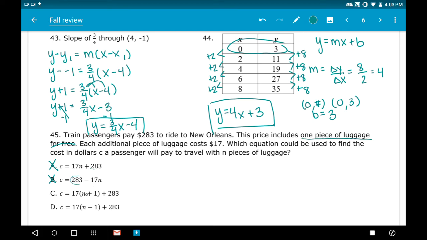C is saying for every piece of luggage that you decide to bring, you pay for that piece of luggage plus one more. So that's not saying we get any for free, that's saying we're paying for an extra one every time. So C also cannot be our answer. But D has 17 times the luggage you bring minus 1. So we are paying for all the luggage that we bring minus 1, which would be our one piece for free, and then plus the cost of our ticket. So D is the answer.